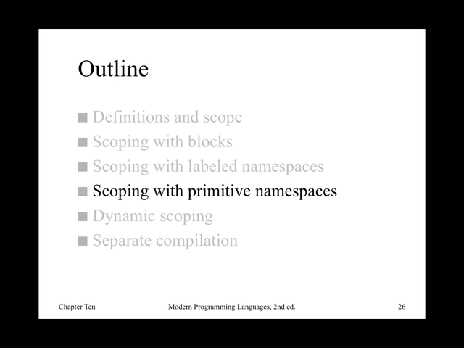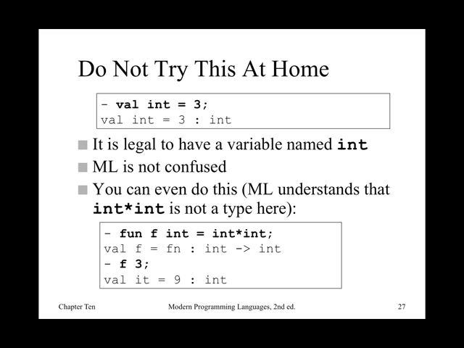Okay, here's an example. So this is in the do not try this at home category. All right, so what we have here is a value. The name of the value is int. Okay, this is why this is really a bad idea. We got a value, we name it int, and we give it the value 3. And the ML interpreter is just like, okay, yeah, happy. Here's an int, but why doesn't it get confused? Why does it not think that you're talking about the type int?